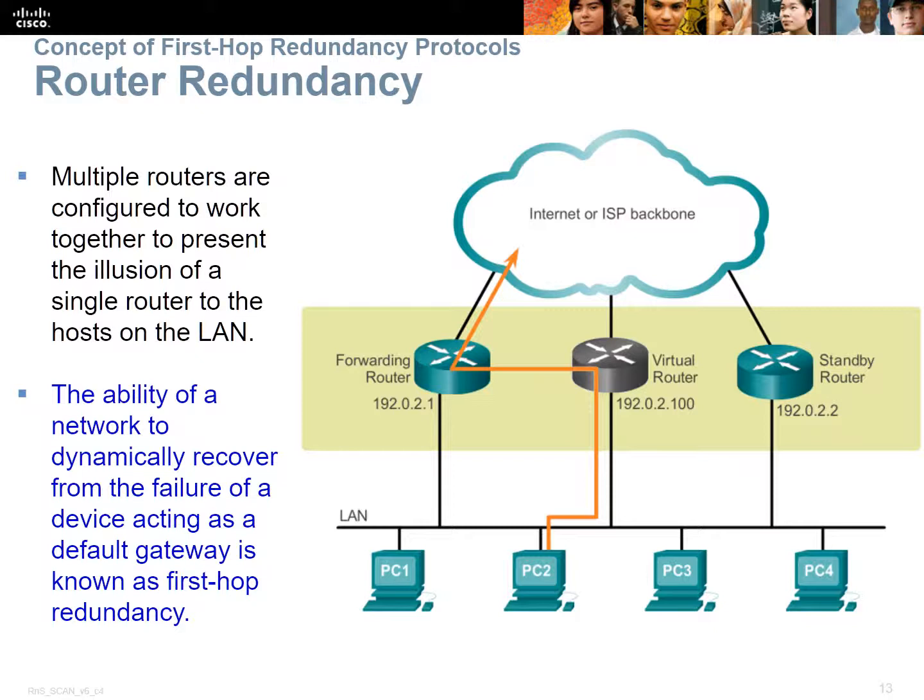So we're providing a virtual default gateway so that we've got a couple of routers working together for redundancy, our first hop redundancy.